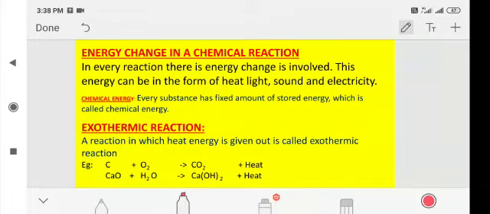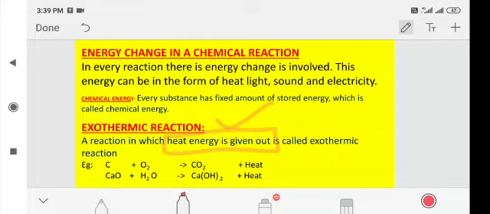So there are two types of reactions based on heat change. The first one is exothermic reaction: a reaction in which heat energy is given out is called an exothermic reaction. Very simple definition, you can learn it by heart now itself. A reaction in which heat energy is given out is called an exothermic reaction.